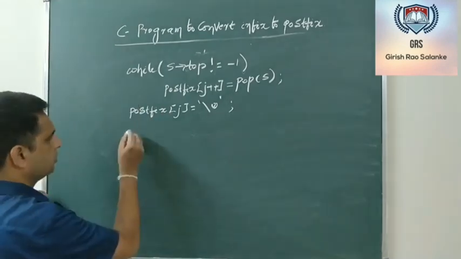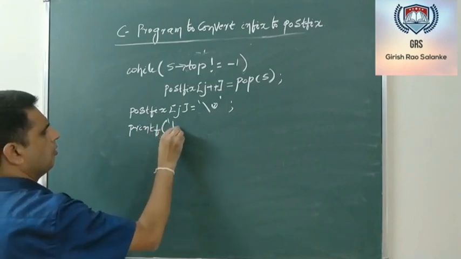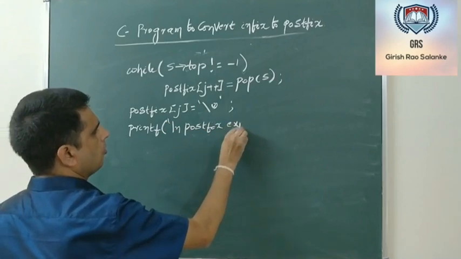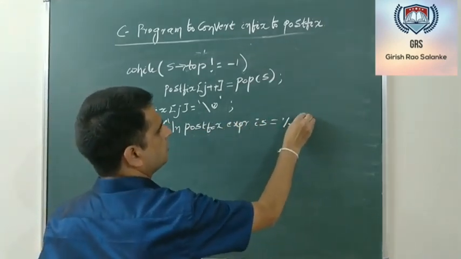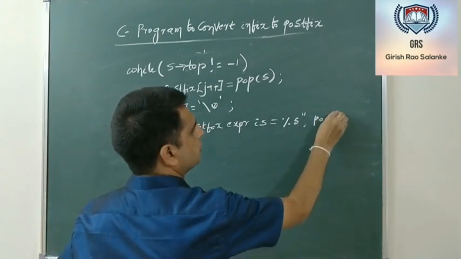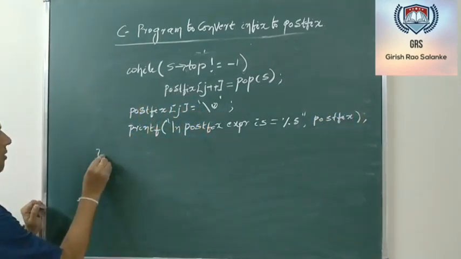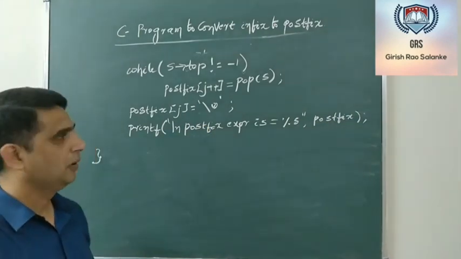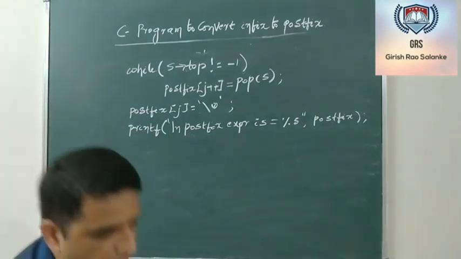Now we will print that postfix expression. Printf postfix expression is %s, which is postfix. Now close the function. Hope this function is clear. Now we'll go for the main function.